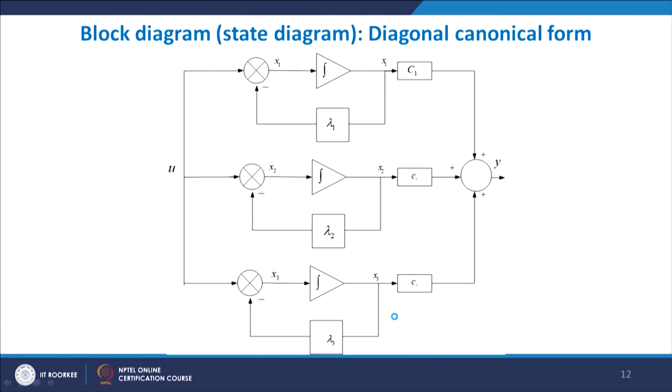And one important thing here is that the degree of denominator is more than the degree of numerator. And now we have developed the block diagram. So here x1 dot, x2 dot, x3 dot, 3 integrators, integrator 1, integrator 2, integrator 3. Then this is lambda 1, lambda 2, lambda 3, these are the eigenvalues. C1, C2, C3 are the output elements of the output matrix, and this is input u.